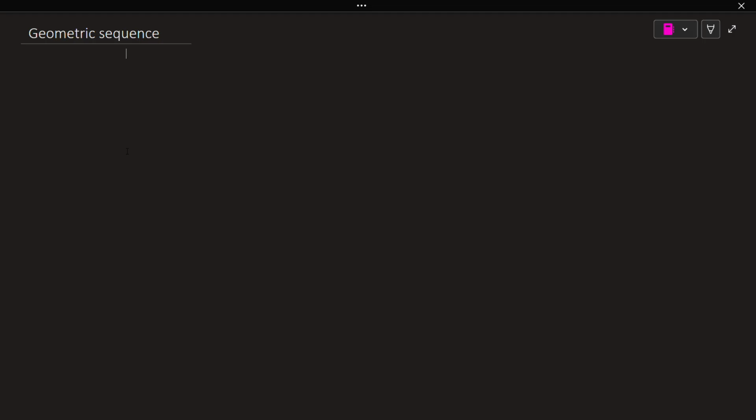Today we're going to do something called geometric sequence. With this geometric sequence, all I need you to know is that the ratio of successive terms is constant. Unlike in arithmetic sequence whereby the difference between successive terms is constant, here we deal with the ratio, meaning that to get from one term to another, you have to multiply by that common ratio.